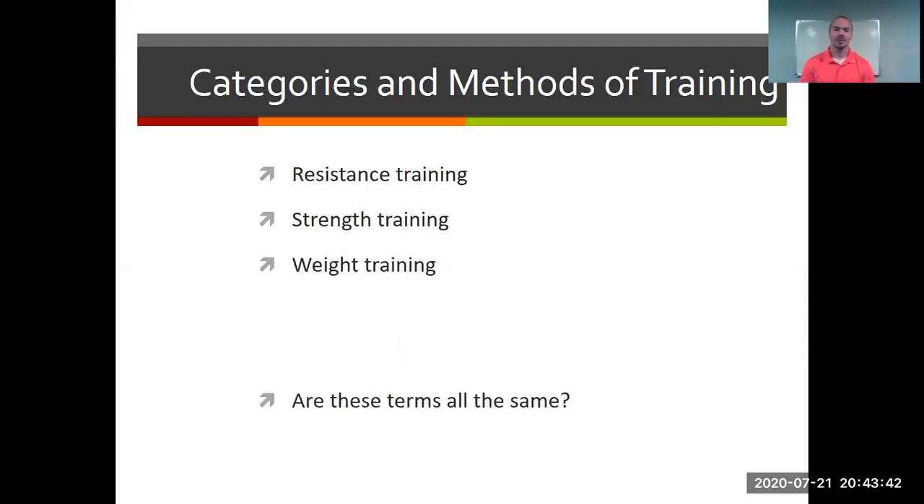So a few terms that are thrown around that are related to what we do in a weight room or in an attempt to grow strength or muscle mass. Resistance training, strength training, and weight training. Are all these terms the same? Is there overlap? What do they actually mean?